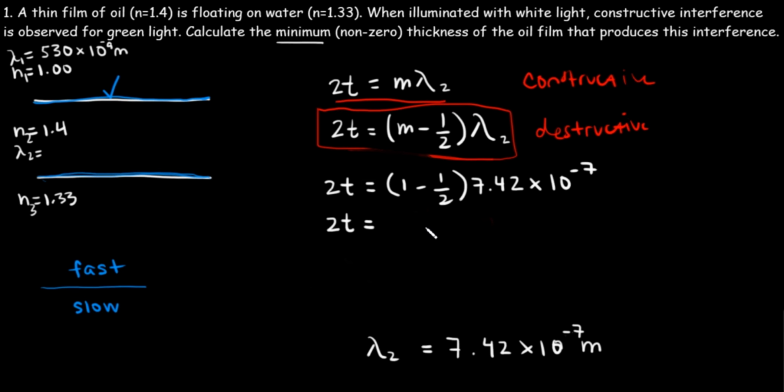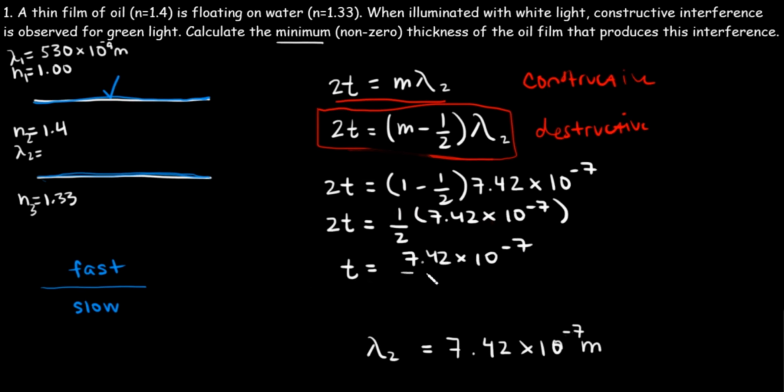One minus 1 over 2 is 1 over 2. And this is all multiplied by 7.42 times 10 to the negative 7. And then if you divide t by 2, you divide the other side by 2. So you're going to get divided by 4.